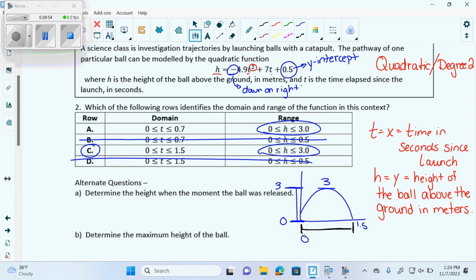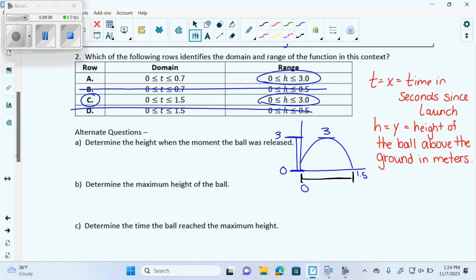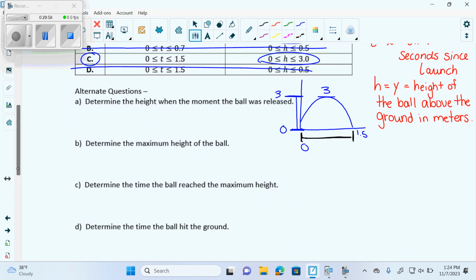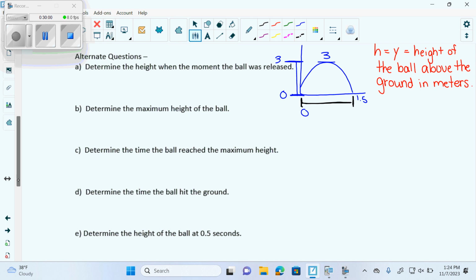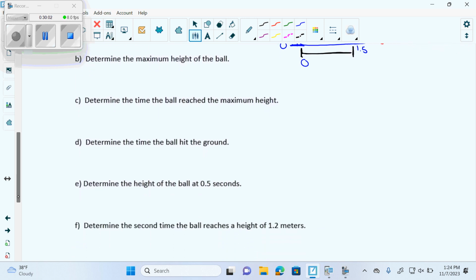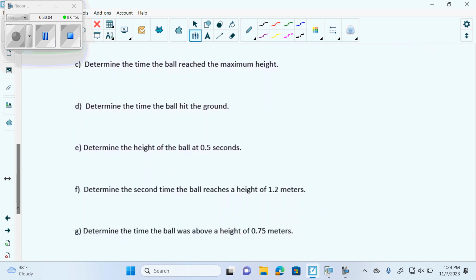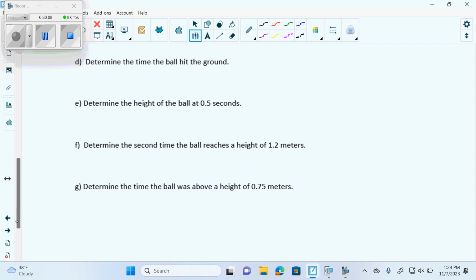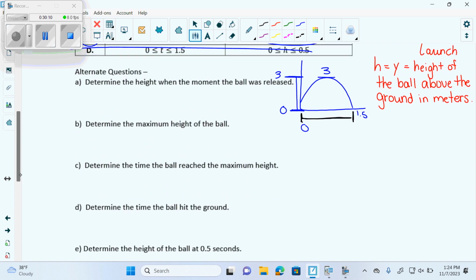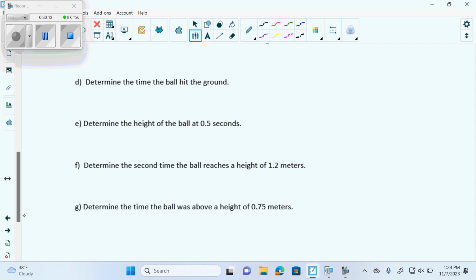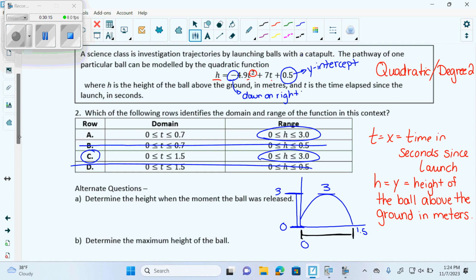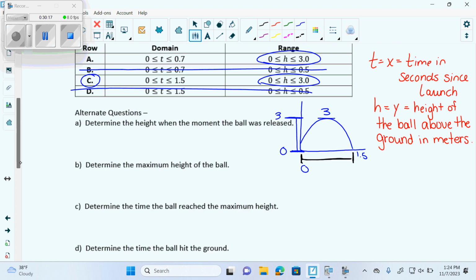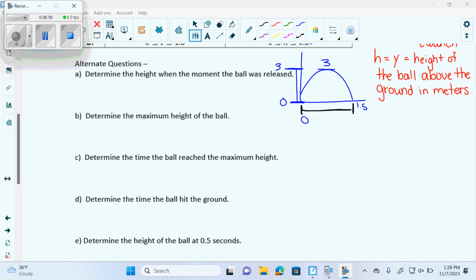Using this, I want you to give me these answers. Determine the height at the moment the ball was released. Determine the maximum height. Determine the time it reached maximum height. Determine the time the ball hit the ground. Determine the height of the ball at 0.5 seconds. Determine the second time the ball hits 1.2. Determine the time the ball was above a height of 0.75. Any of these can be asked off of that equation. So, start answering. We only have a couple minutes here.